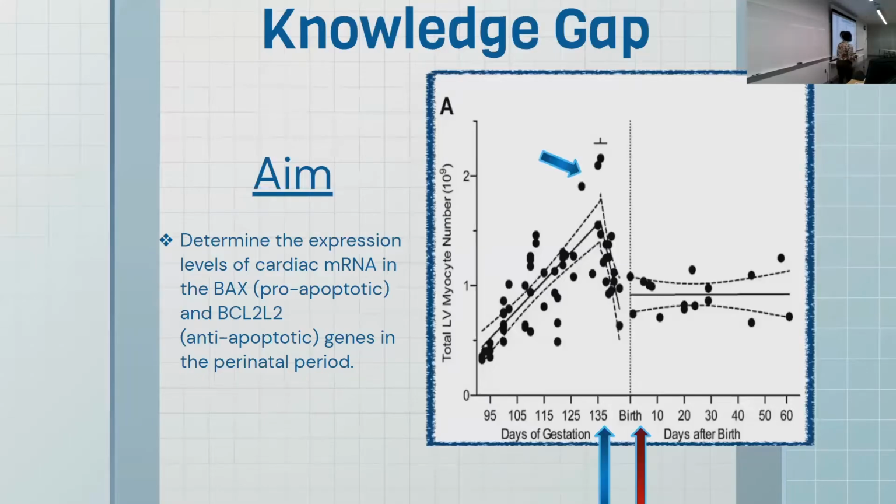I'd just like to remind us that I'm looking at this one-third cardiomyocyte loss roughly two weeks around birth. I must stress that this is a normal cardiovascular developmental process. So my aim is to look into whether BAX, which is pro-apoptotic, and BCL2 like 2, which is anti-apoptotic, are regulating that loss.